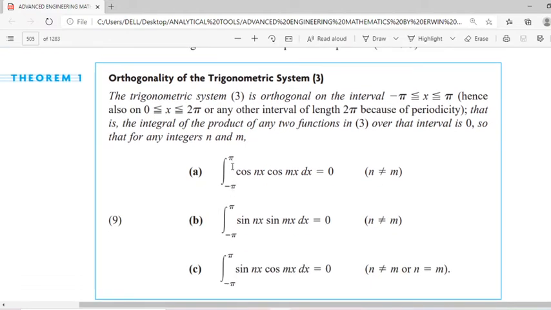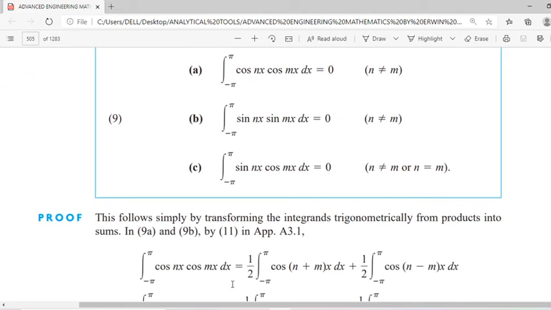The results are: integral minus pi to pi cos nx sin mx dx equals 0. Second, integral minus pi to pi sin nx sin mx dx equals 0. Third, integral minus pi to pi sin nx cos mx dx equals 0.